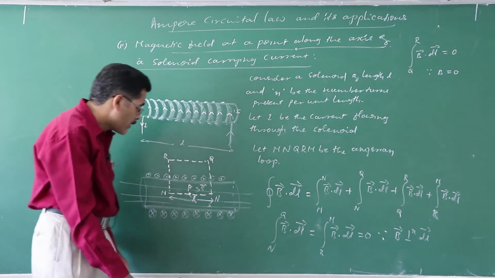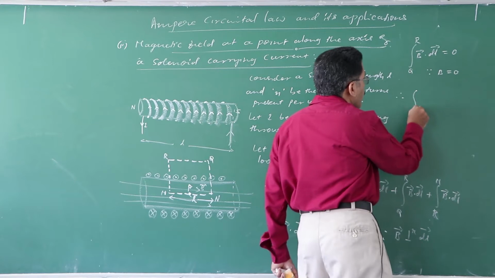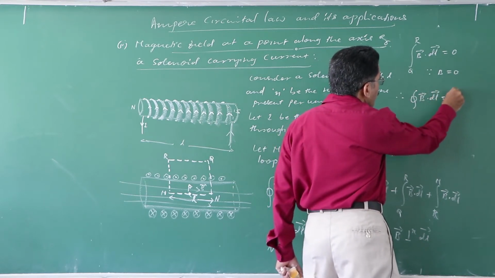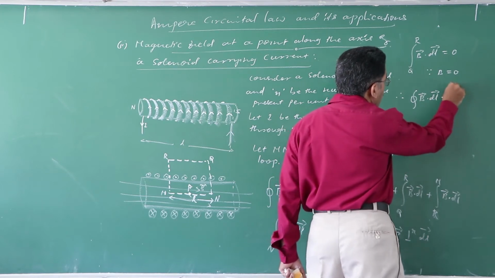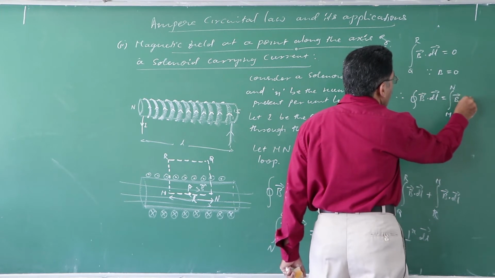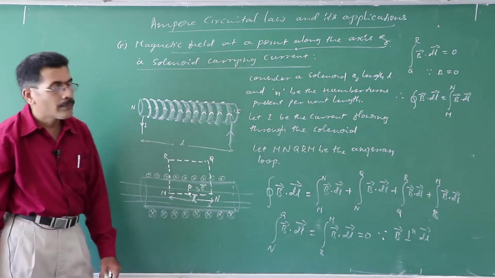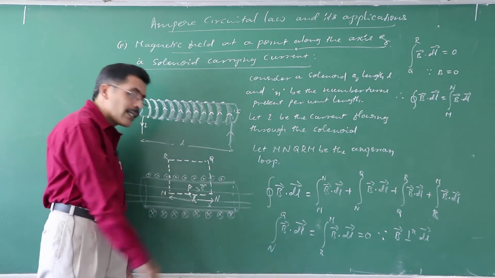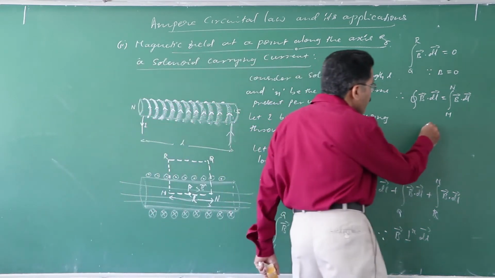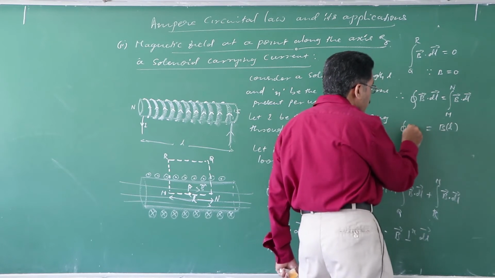Then what remains? Only this part remains. So the integral of B dot dl is equal to the integral from M to N of B dot dl. Only this much remains. And what is the length here? The length is L. Therefore, this is equal to B into L.